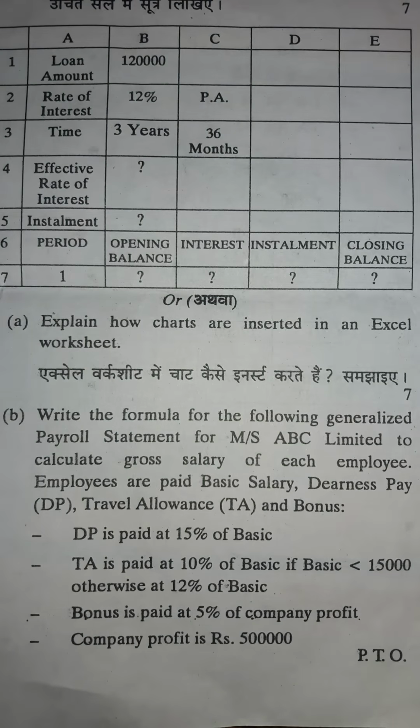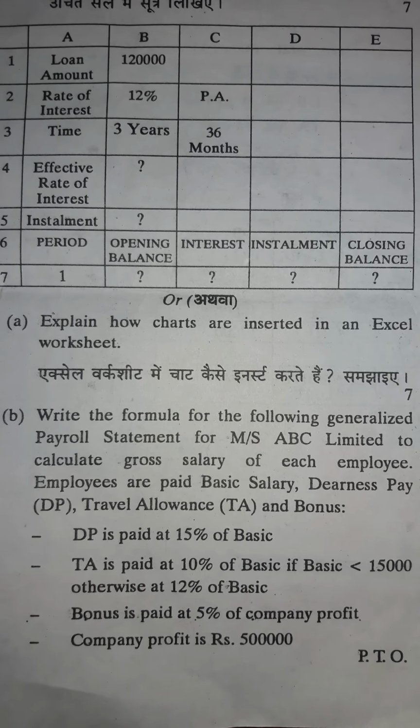If the basic is less than 15,000, like 12,000, 13,000, 14,000, 10,000, then you have to calculate 10% of the basic. But if it is more than 15,000 or if it is 15,000, then you have to calculate 12% of the basic. Next, bonus is paid at 5% of company profit.